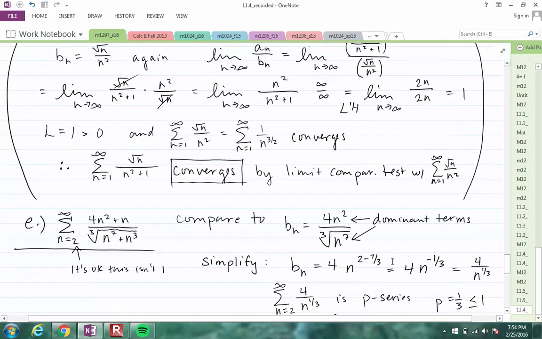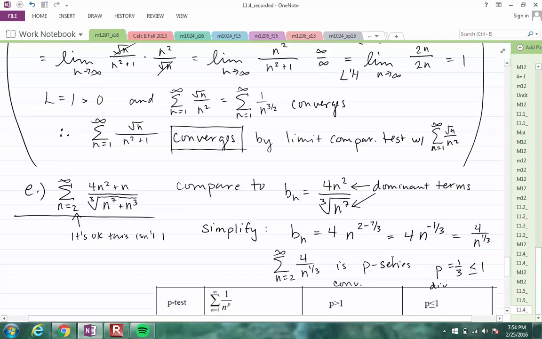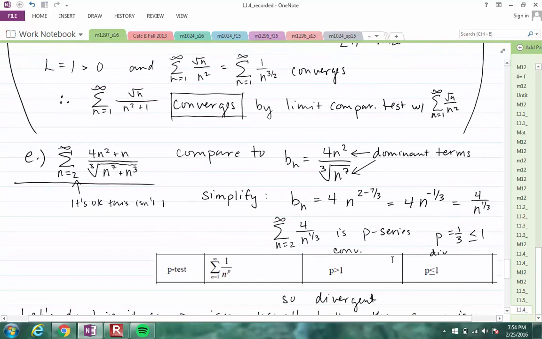Let's just move on to the next one, and the final example actually. Example 1e. I guess I could have just called this the big example, but it's called example 1. We've got the series of 4n squared plus n over the third root of n to the 7th plus n to the 3rd. So notice one little difference here is we've got n equals 2. No big deal, you pretty much treat this like you normally would.